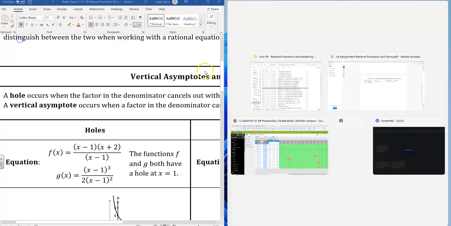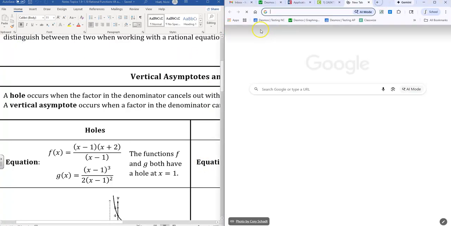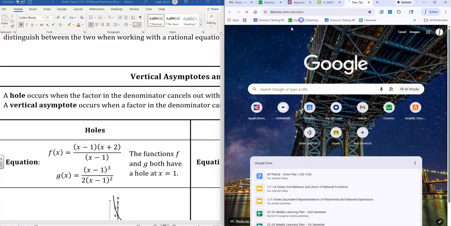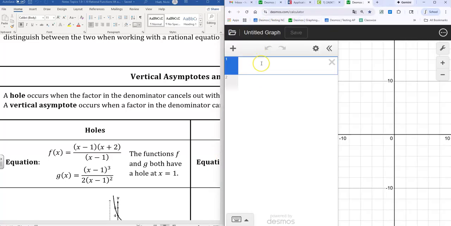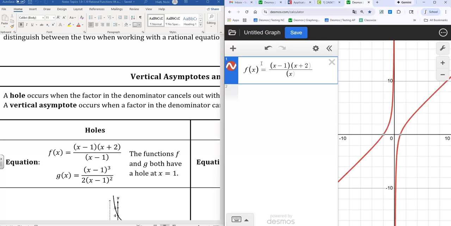I am going to graph this on Desmos. A lot of these you're going to see are going to be calculator inactive, but if we look at this on Desmos, if I type in f of x equals x minus 1 times x plus 2 over x minus 1.